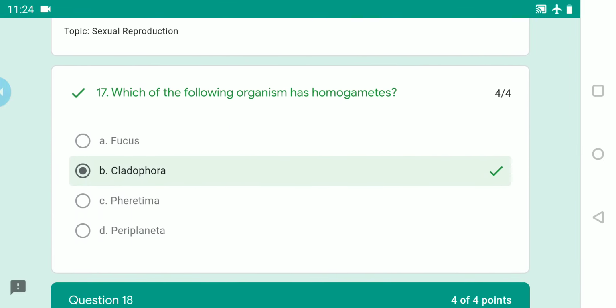Which of the following organisms has homogametes? Yes, that is nothing but Cladophora. What is the meaning of homogametes? That means we cannot differentiate into male and female, so they are homo. If they are different, then it will be hetero. We can use the terminologies bisexual, or monoecious, or homothallic as synonyms. In case of hibiscus, cucurbita, and coconut, we can see such a condition.